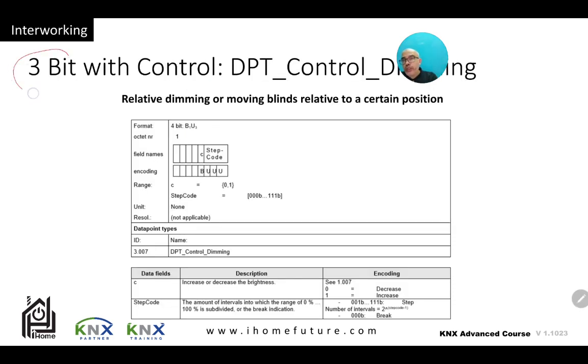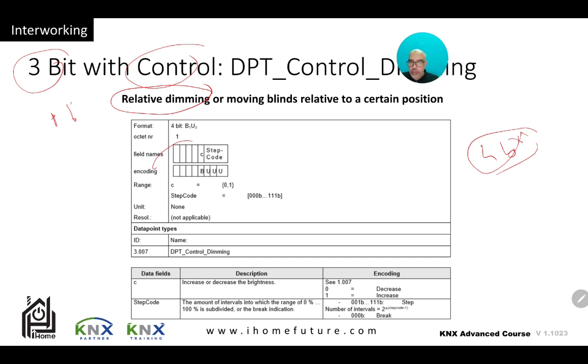I also have a 3-bit one with control, meaning control what? Meaning up or down, decrease or increase. This is, as an example, used for relative dimming. Recall when we were talking about relative dimming, we were talking about 4 bits. Actually, the 4 bits are not all allowed for the data. 3 bits are for the data, you can see it from here, and 1 bit is used to mention if I'm decreasing or increasing. Okay, this is the idea.